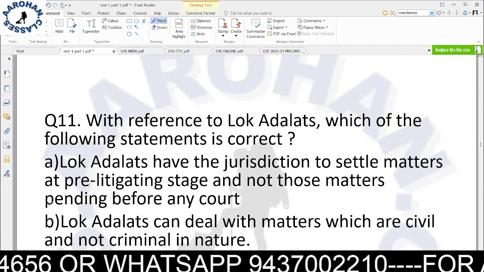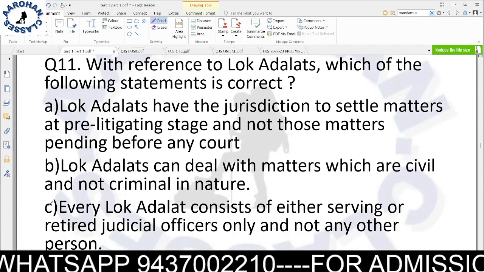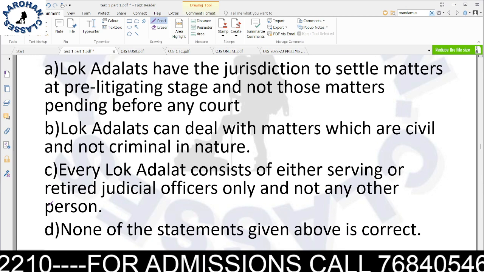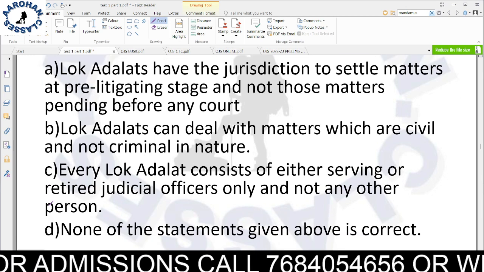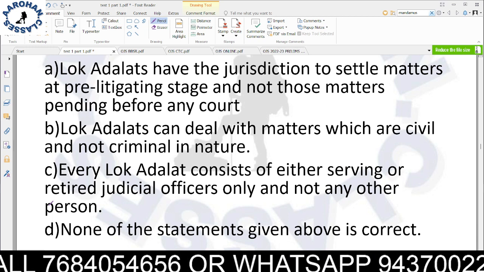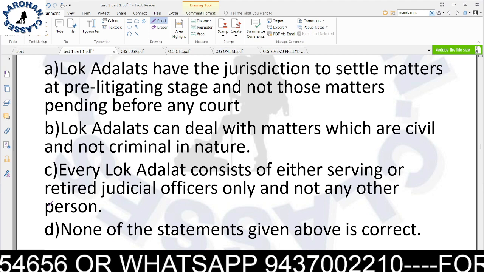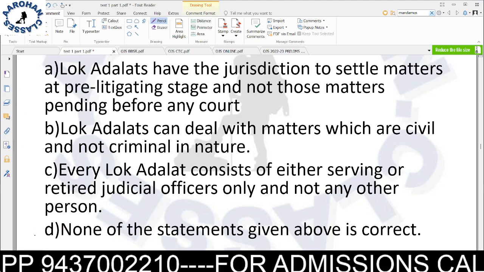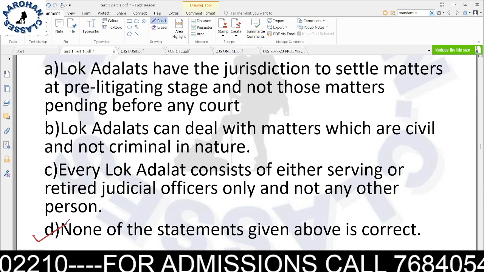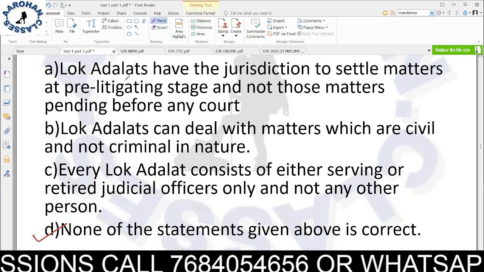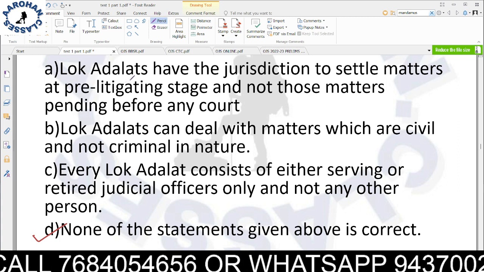Now come to question 11. With reference to Lok Adalats, which of the following statement is correct? Okay, so please go through it. So answer here is D. None of the statements above is correct. Look at the statements. First statement says Lok Adalats have the jurisdiction to settle matters at pre-litigating stage and not those matters pending before any court. That is not correct.